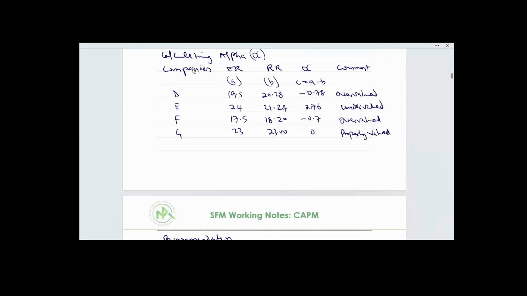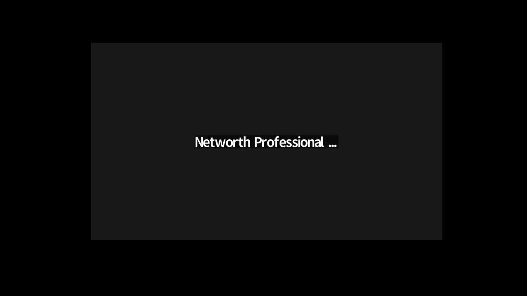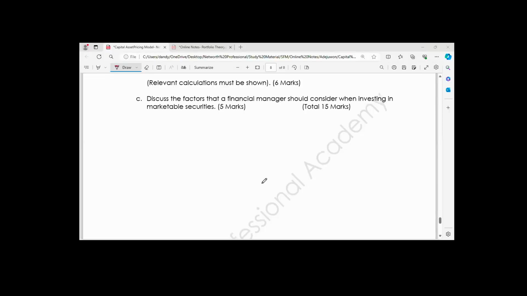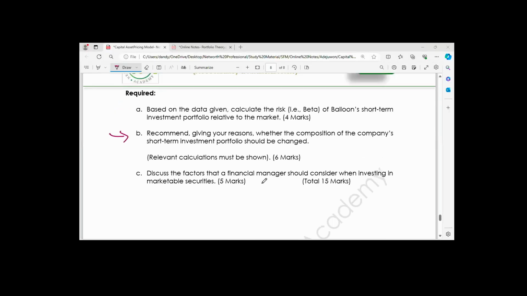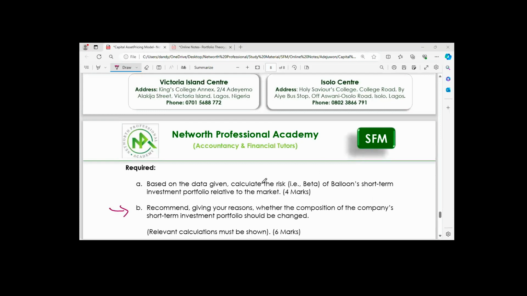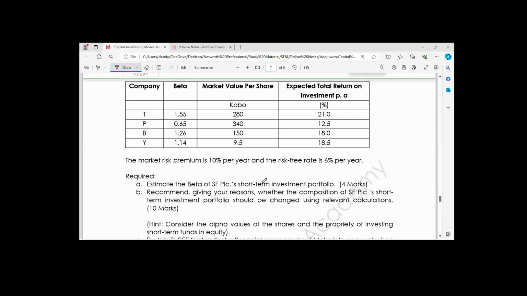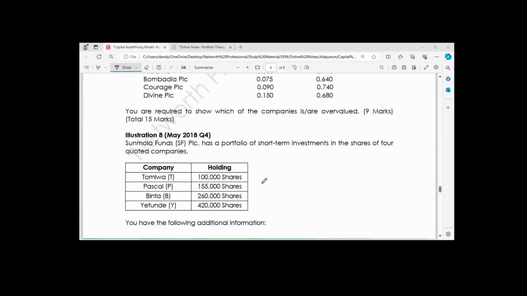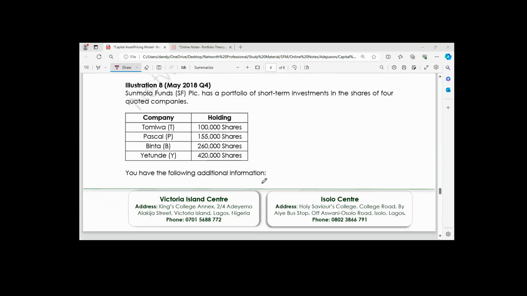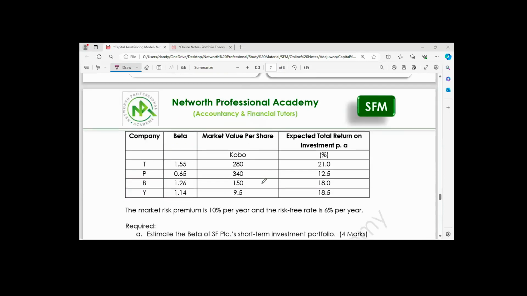Okay, then let me wrap it up. Stop sharing this. Share the notes. When you look at the notes, you will see illustration number 8 is similar to illustration number 9.